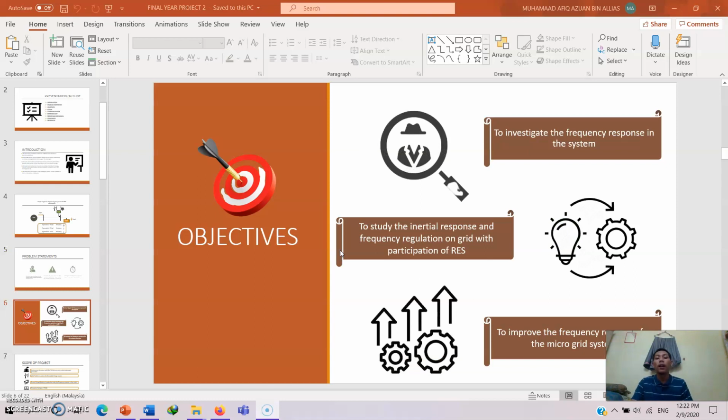Okay, there are three objectives. First one is to investigate the frequency response in the system. This has been done in PSM1. The second one is to study the inertial response and frequency regulation on a grid with the participation of RES. The third one is to improve the frequency response for the microgrid system.